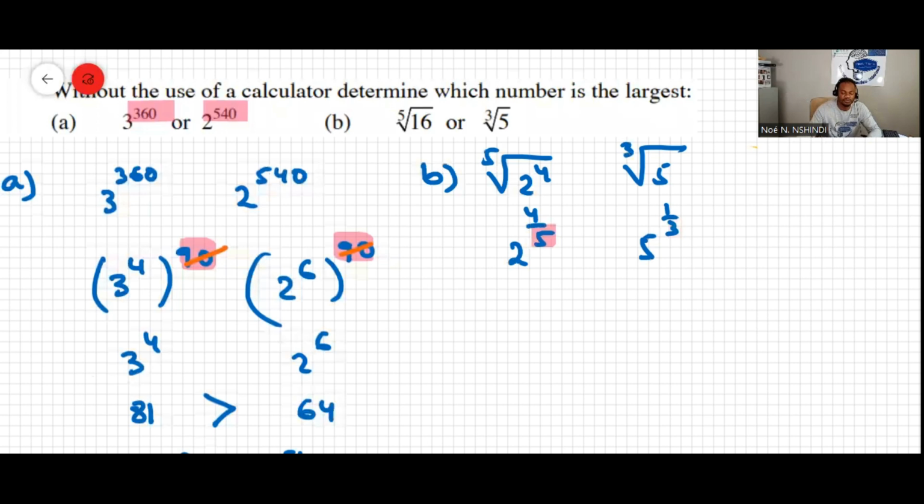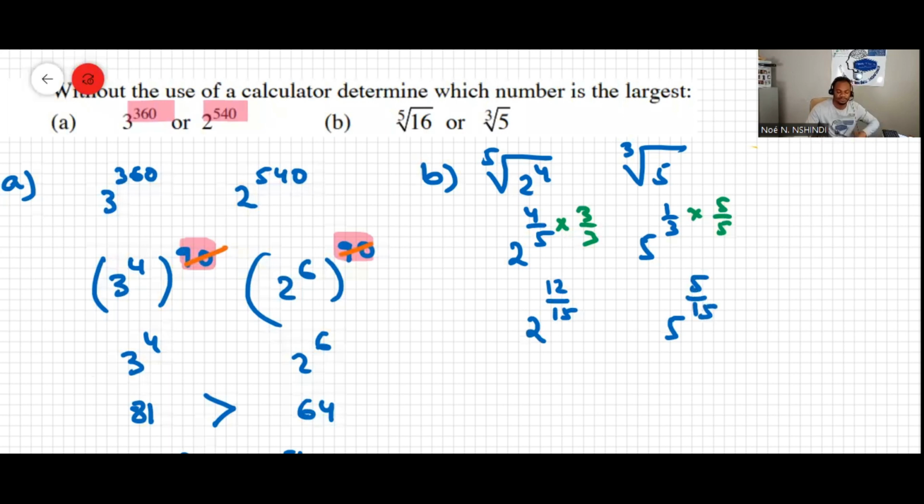The denominator is not common. We need to make the denominator common. To do that, we will multiply here by 3 over 3, and there we multiply by 5 over 5, because the highest common factor is 15. I multiply here by 3, and I multiply the denominator by 3. Here, I multiply by 5, and 5. So this will be 2 to the power of 12 over 15. We need to compare that with 5 to the 5 over 15.